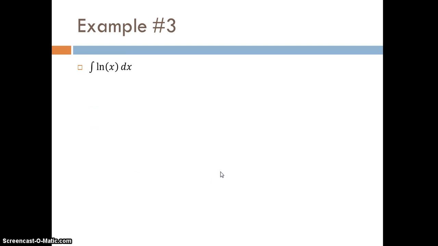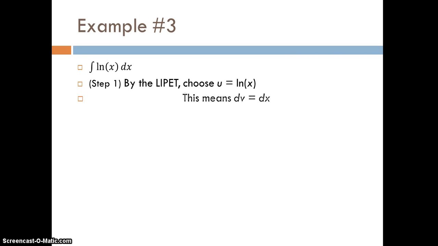Example 3, the integral of natural log of x dx. Now, integration by parts is useful in situations other than just the situations where you have two different functions. One way that you might want to think of this is that dx, or 1 dx, serves as a polynomial. So by our LIPET, we might choose, in this case, u equal to natural log of x, because that's the L part for logarithms. That means that dv is just that leftover dx part.